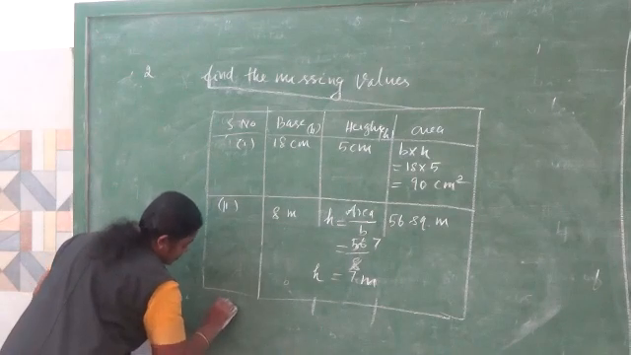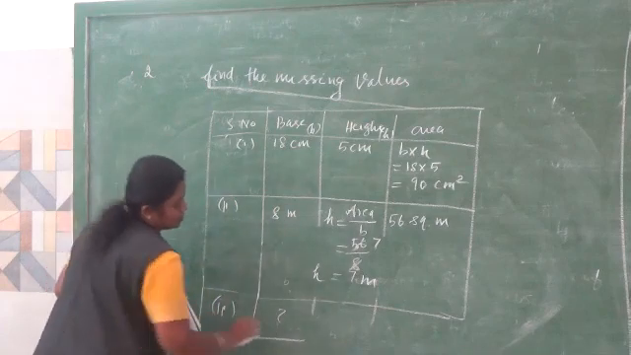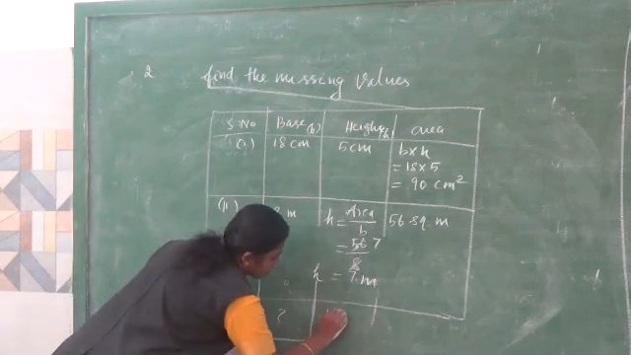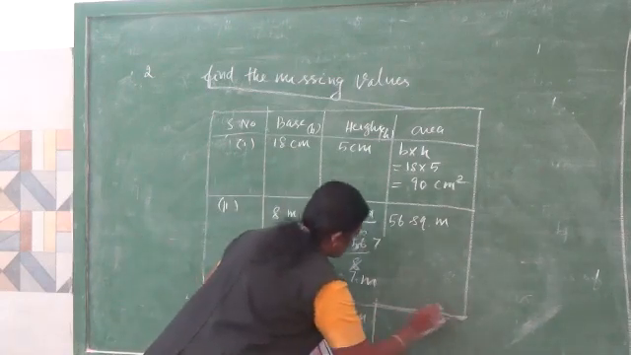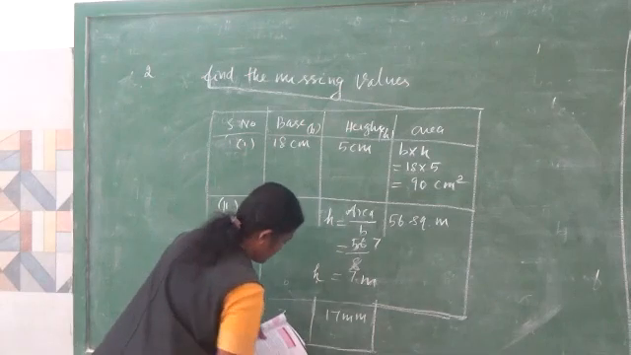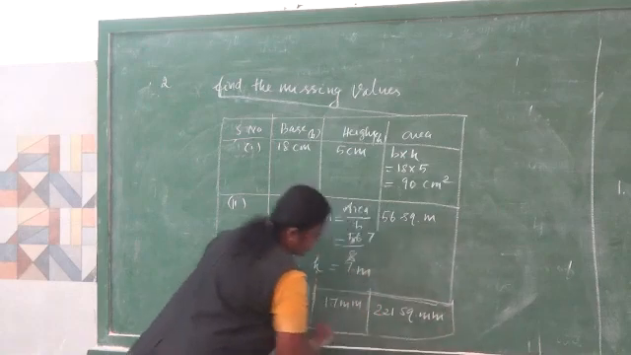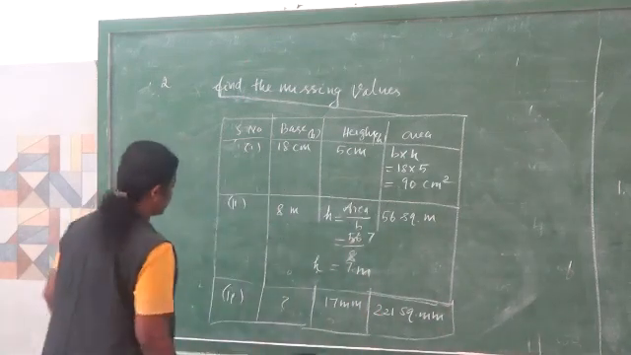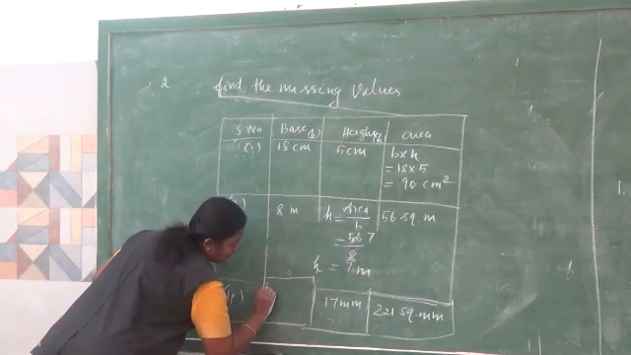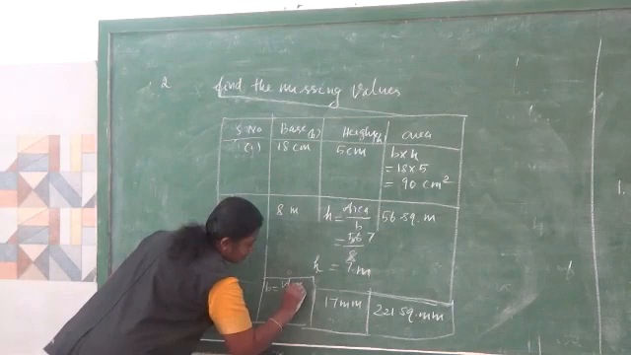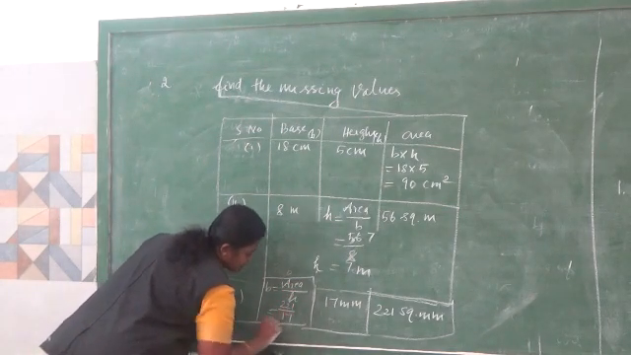Come to the third subdivision. Base is not given to us, but height is given to us, 17 millimeter. What is the area given? 221 square millimeter. Likewise, we can do this problem also. How? Base equal to area by H. What is the area? 221 by 17.